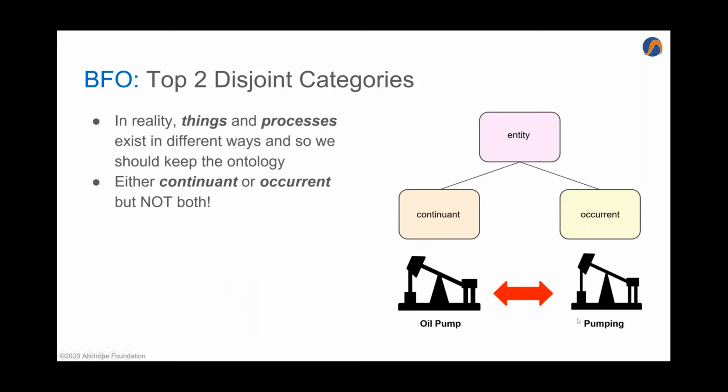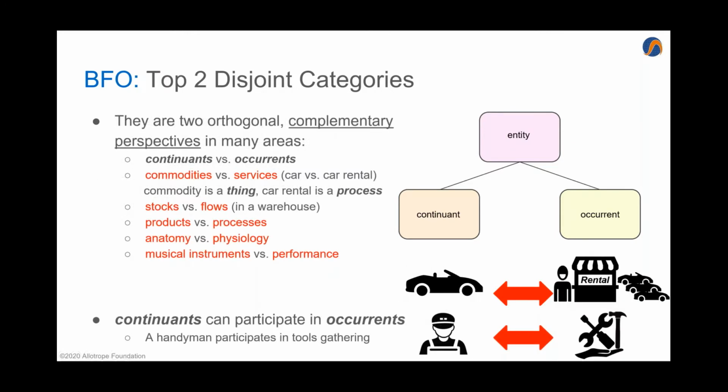In reality, processes and things exist in different ways, and so we should keep that in the ontology. It can be either an oil pan, which is a continuant, or pumping, which is an occurrent. You can't have it both ways. Either it's the object itself or the process. So there are two completely orthogonal and complementary perspectives in many areas. Commodities versus services, car versus car rental. A commodity is a thing, car rental is a process.